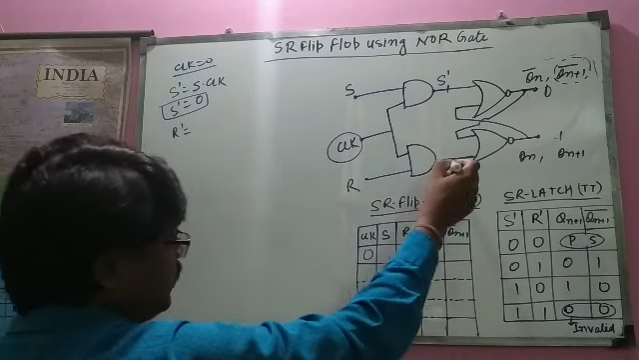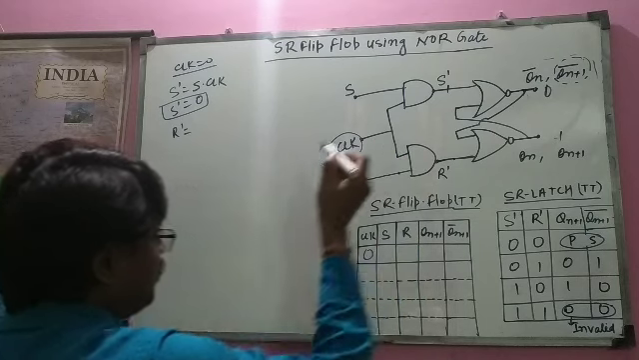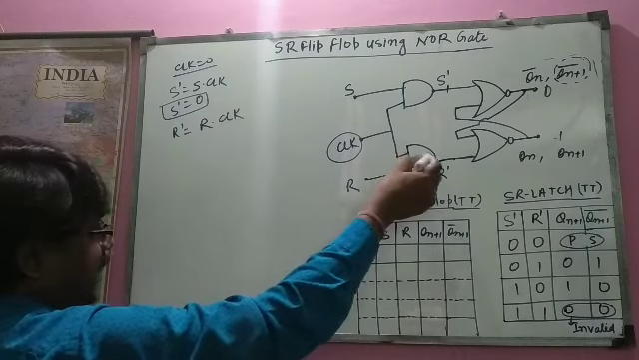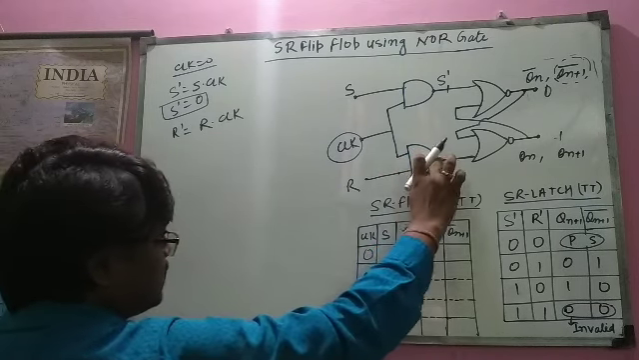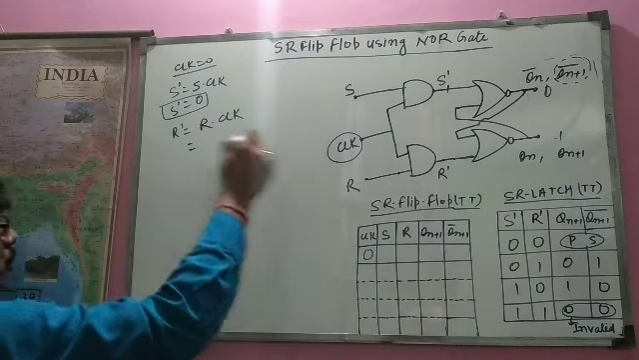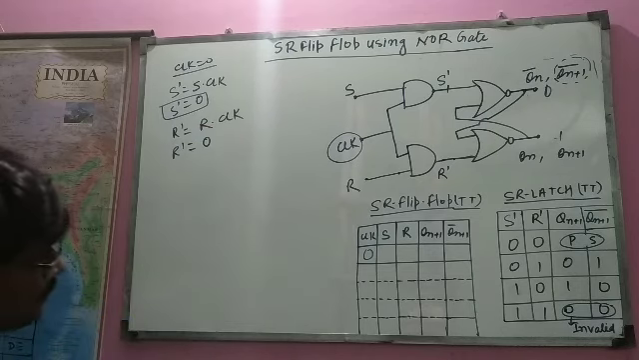And now see, R dash. R dash will be the function of this and this. This is R and this is clock. So this is R into clock. Since this is an AND gate, R dash is simply the AND. Clock is 0, so it will also be 0. R dash is also 0.